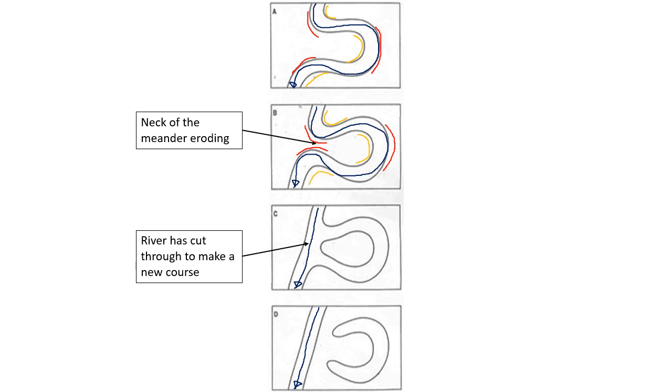Where is it going to be occurring in C? Well, it's going to start to be occurring in this area, isn't it? We're going to get some deposition occurring here, which is why in D the oxbow lake is cut off. So there we go. There's your colours. There's your labels. Let's move on.